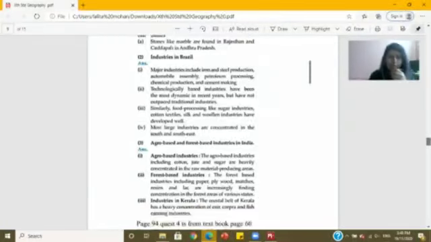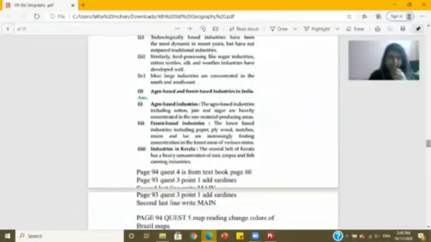Question 3. Agro based and forest based industries in India. Agro based industries. The agro based industries, including cotton, jute, and sugar, are heavily concentrated in the raw material producing areas. Forest based industries, including paper, plywood, matches, resins, and lac, are increasingly finding concentration in the forest areas of various states. Industries in Kerala. The coastal belt of Kerala has a heavy concentration of coir, copra, as well as fish canning industries.